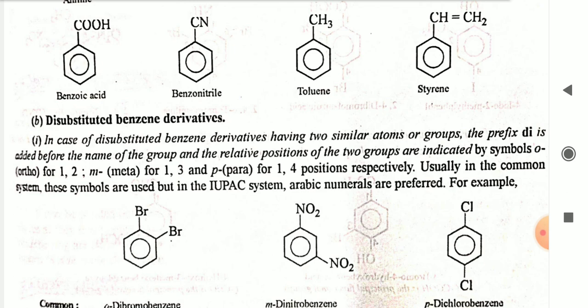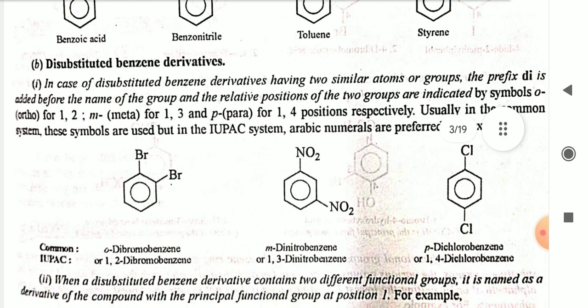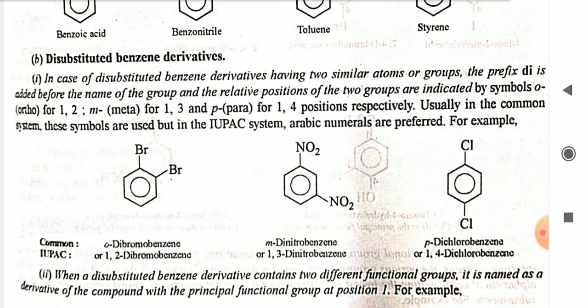For example, if bromine is present at the 2 position, then it is known by the common name ortho-dibromobenzene and the IUPAC name 1,2-dibromobenzene. Similarly, if nitro groups are present at the meta position, then it is known by the common name meta-dinitrobenzene and the IUPAC name 1,3-dinitrobenzene. Third, if chlorine is present at the para position, then it is known as p-dichlorobenzene or 1,4-dichlorobenzene.